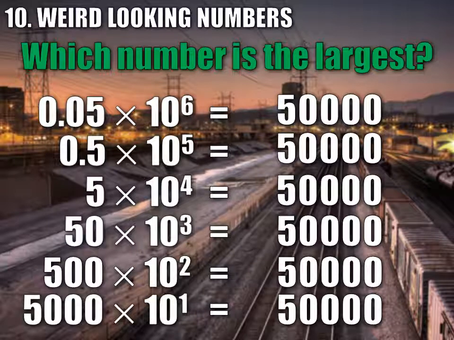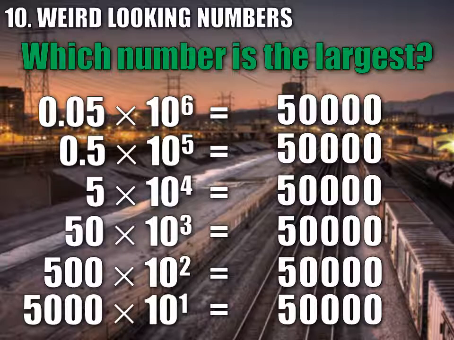My wife says this is a trick question, but I don't think it's a trick question. If you actually understand powers of 10, you should have known that all of these numbers are the same number. They are all equal to 50,000. So which numbers are the largest? None of them. They're all the same value.